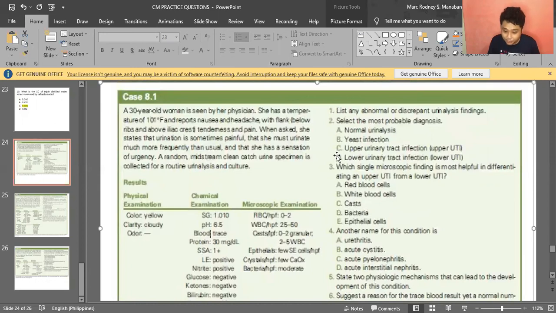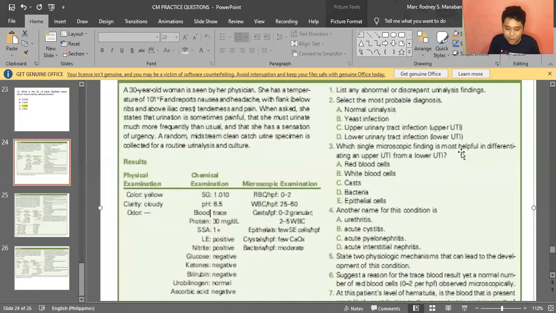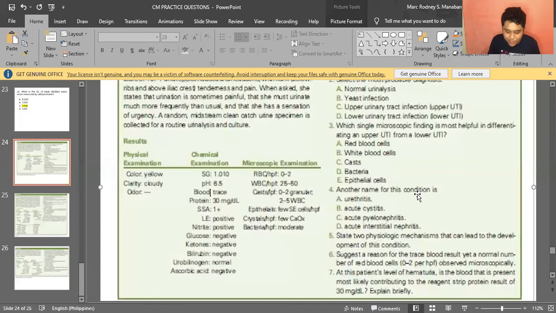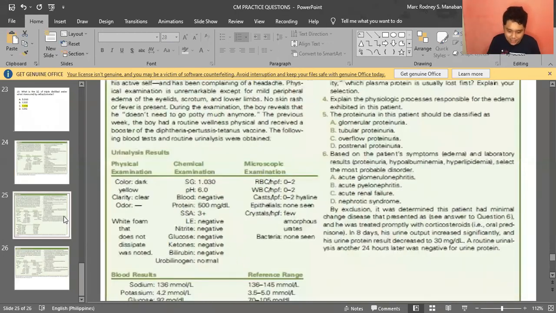Okay? That's your diagnosis. It's Upper UTI. Very good. And number 3, which is the single microscopic finding in differentiating upper UTI from lower UTI? It's your WBC casts. And another name for this condition is Pyelonephritis. Take note, there are no granular casts, no waxy casts, no broad casts. Alright? So, go straight to the microscopic, then the chemical, alright? And the physical. Okay? Next.